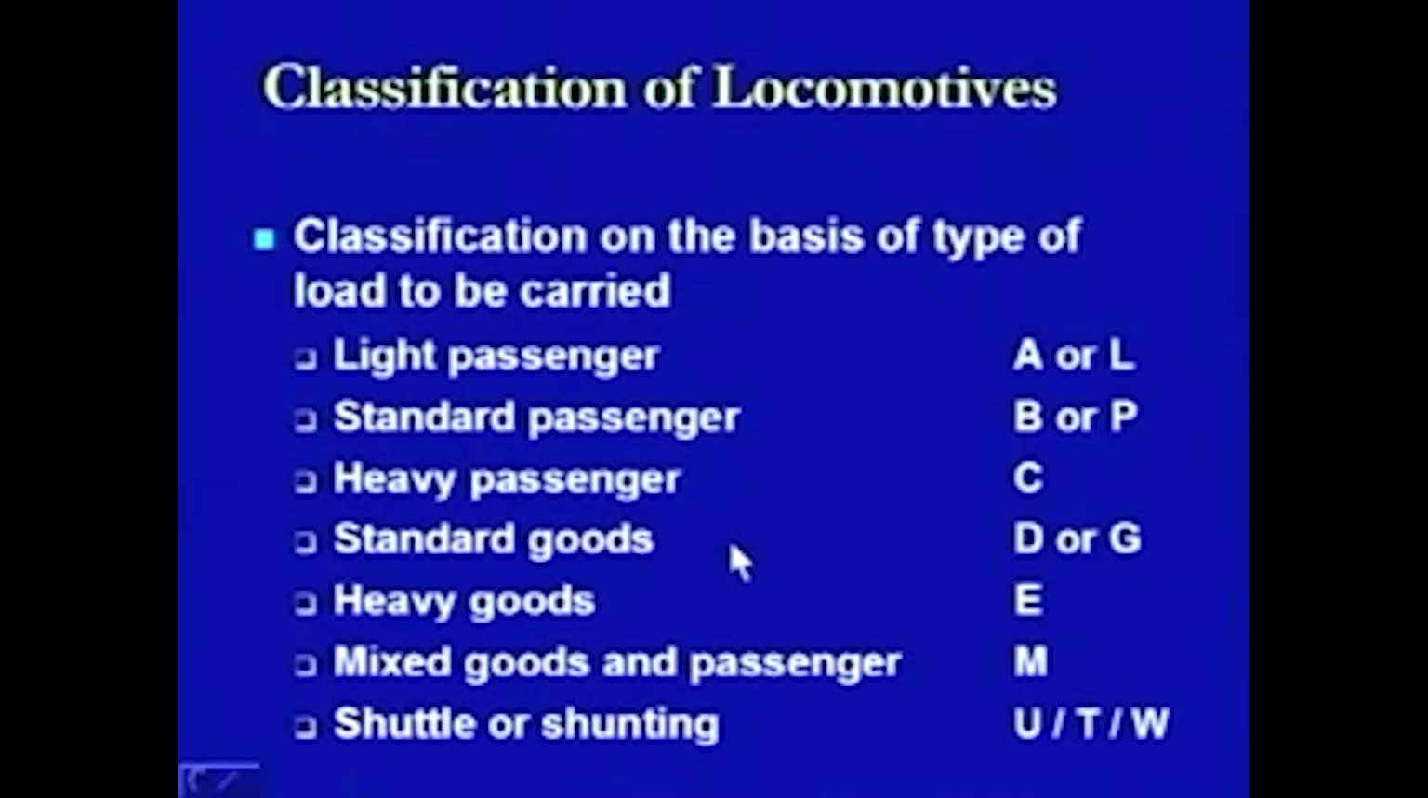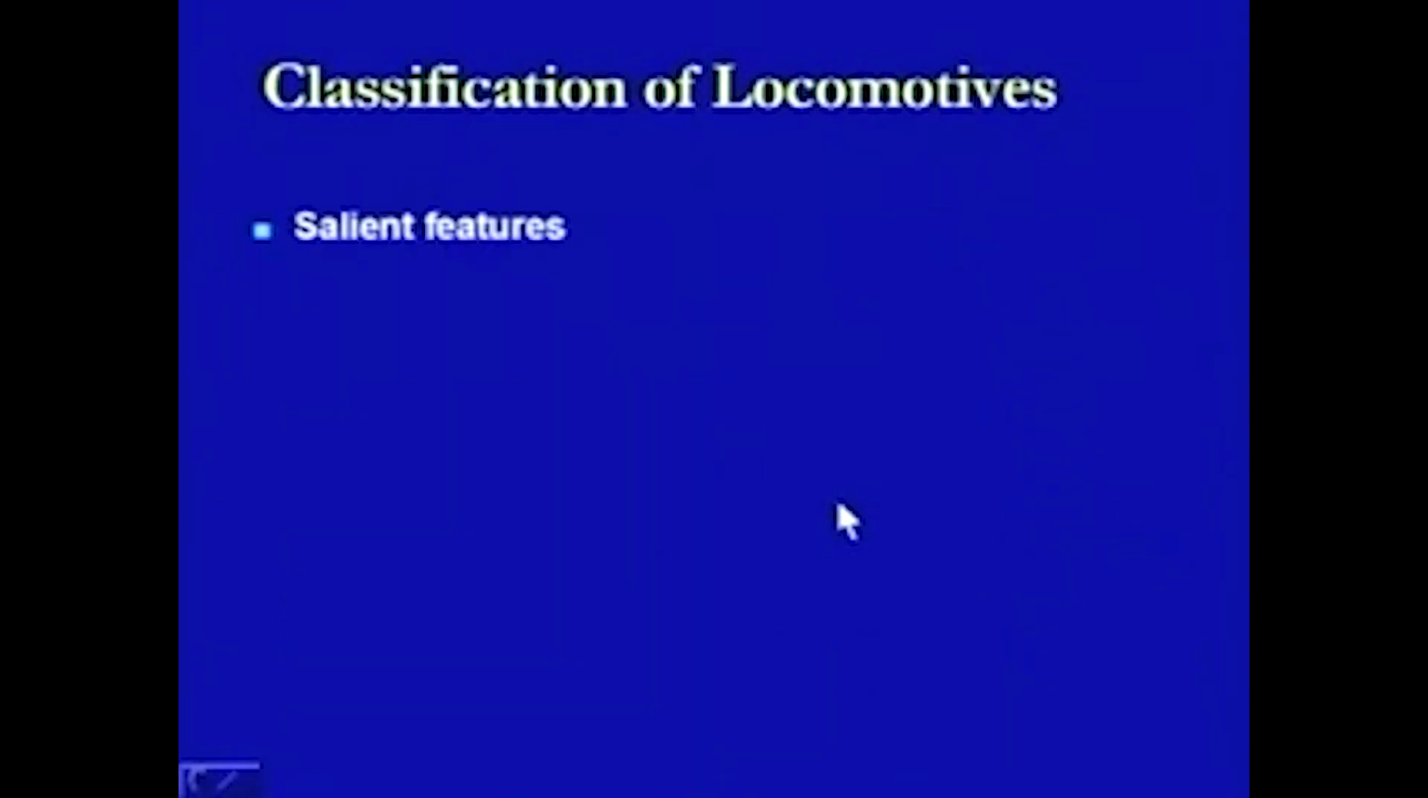Further, on the basis of the type of the load which will be carried, we have A or L in case of light passenger, B or P in case of standard passenger, capital C in case of heavy passengers, D or G for the standard goods, E for the heavy goods, M for the mixed conditions where goods and passengers both are being transported, and U, T or W in case the shuttle or the shunting conditions are there. Therefore, when we take all these combinations, we will be having certain types of locomotives.